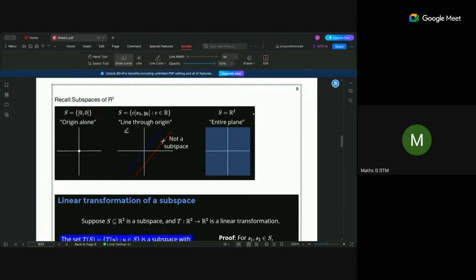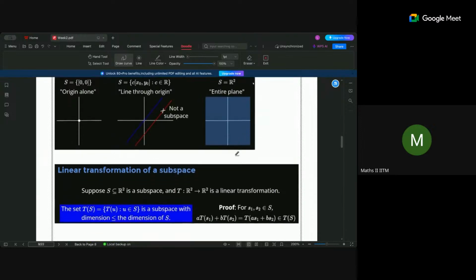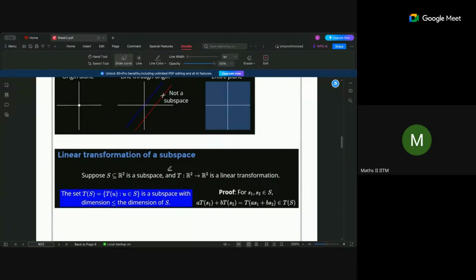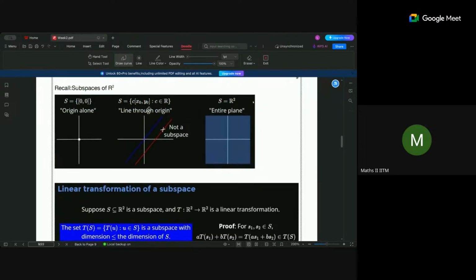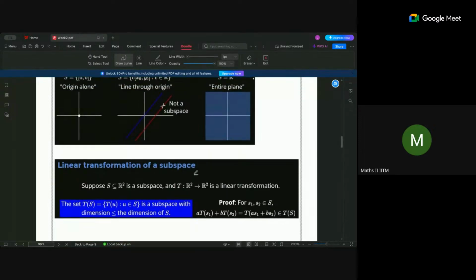Now, what is something common for all these subspaces? Can you tell me, just for a quick recall? One point is common for all the subspaces: the origin. Yes, for any subspace, the origin should be there. Don't forget it. So now let's look at the linear transformation of a subspace. Let us take any subspace S of R2, so it should be any one of these three. And T from R2 to R2 is a linear transformation.